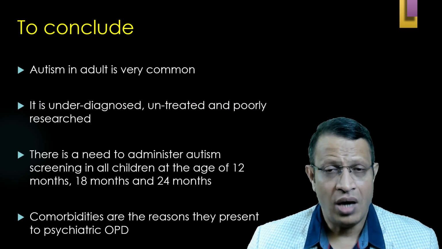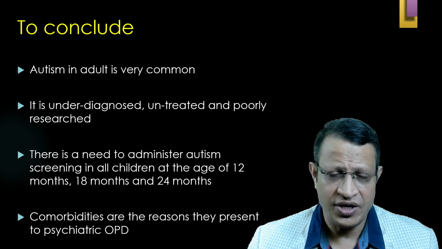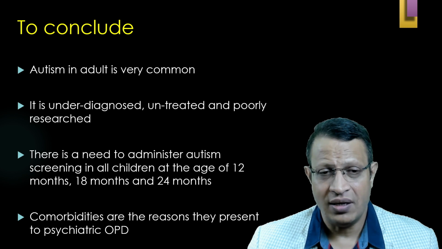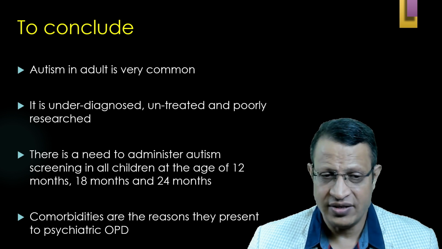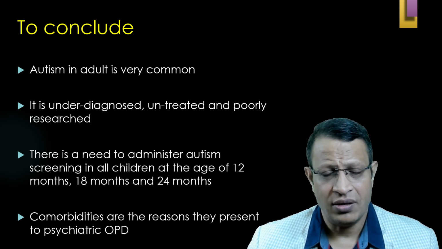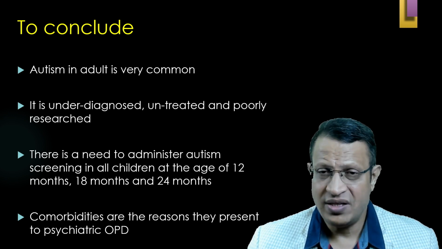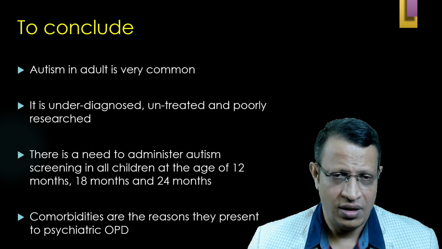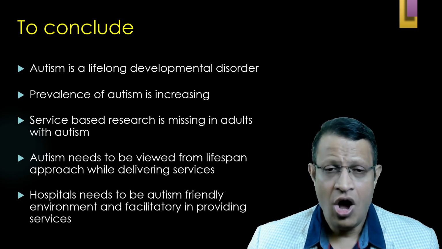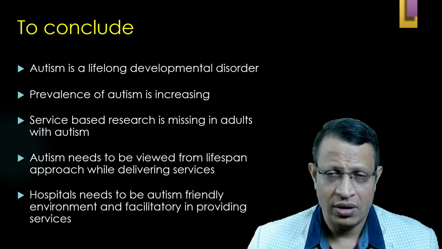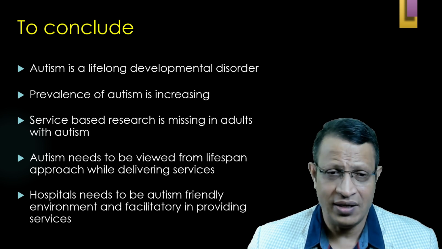To conclude, autism can be diagnosed even in adults, and the prevalence is around 1% in the general population. Unfortunately, autism in adults is an underdiagnosed, untreated, and poorly researched area, my dear friends. There is a need to administer an autism scale in children to diagnose early, especially at the age of 12 months, 18 months, and 24 months. Comorbidities are the rule in autism, even autism in adults. Autism is a lifelong neuro-developmental disorder. Prevalence of autism is increasing slowly because of awareness and broader diagnostic criteria.